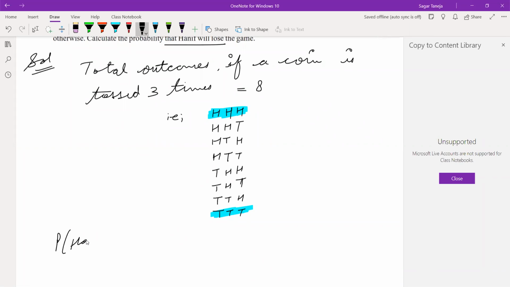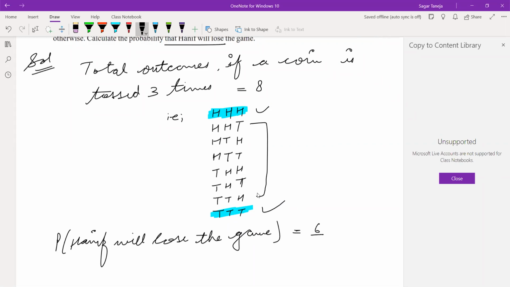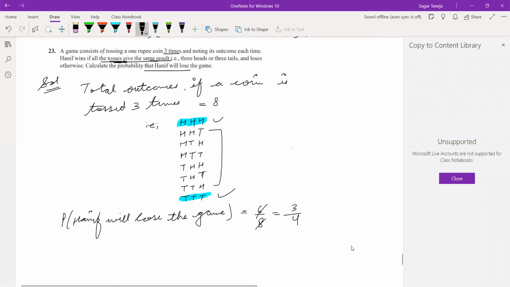Probability that Hanif will lose the game, that is, see, he will win only if the outcomes are same, otherwise he'll lose. So in 6 outcomes, if these will come, then he will lose. Then 6/8 is the probability, that is 3/4. Now the next question.